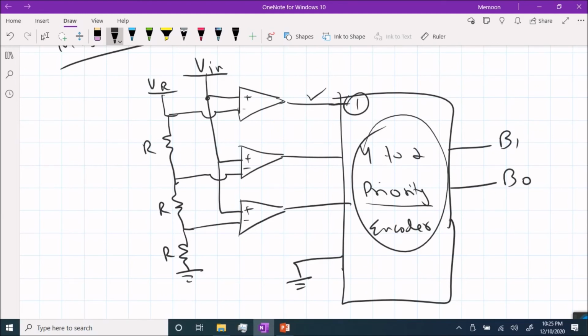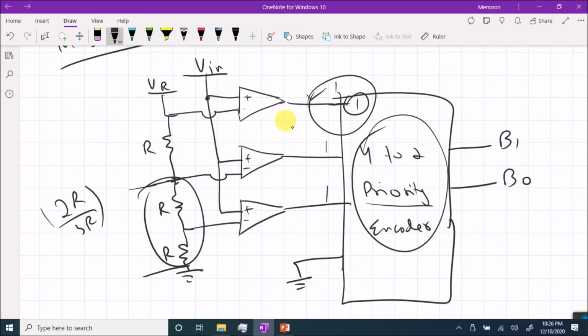But what would be the state of the others? If your VIN is greater than VR, it is definitely greater than this also, so this would be 1, this would be 1, this would be 1. But the priority would be given to the highest one, and B0, B1 would be 1. But what if your VIN was smaller than VR? So what is the voltage at this point? Let's find out. The voltage at this point is the voltage drop across these two resistors combined.